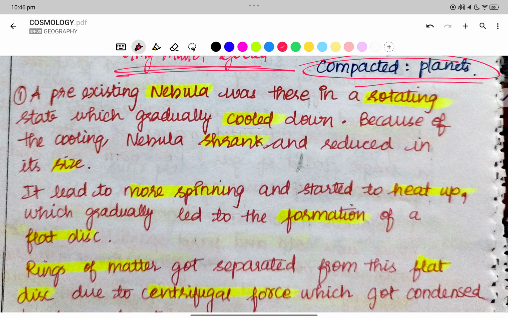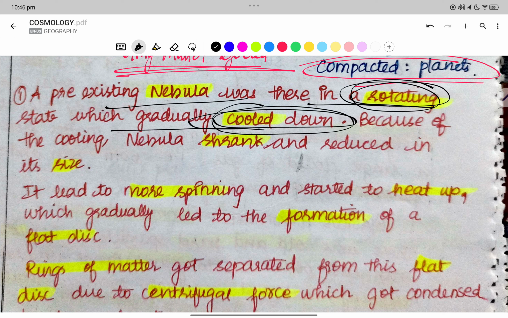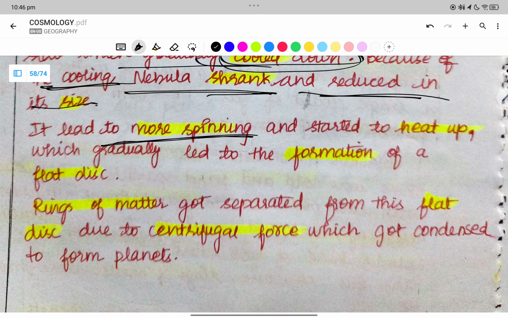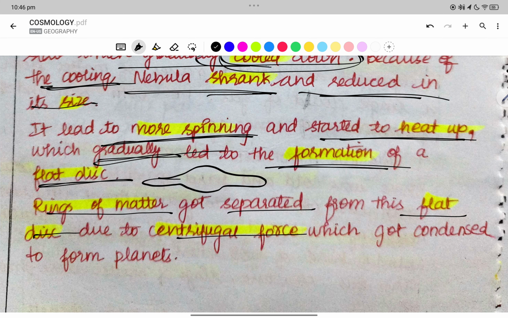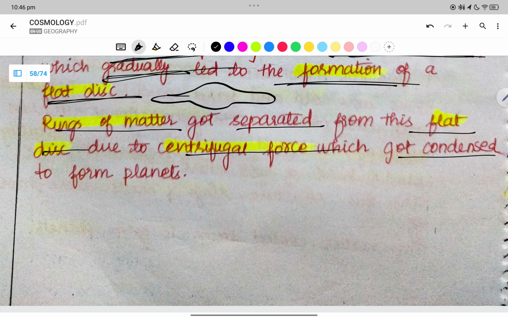A pre-existing nebula was there in a rotating state which gradually cooled down. Because of the cooling, the nebula shrank and reduced in size. It led to more spinning and started to heat up, which gradually led to the formation of a flat disk. So we have a flat disk over here. Rings of matter got separated from the flat disk due to centrifugal force, which got condensed to form the planets.